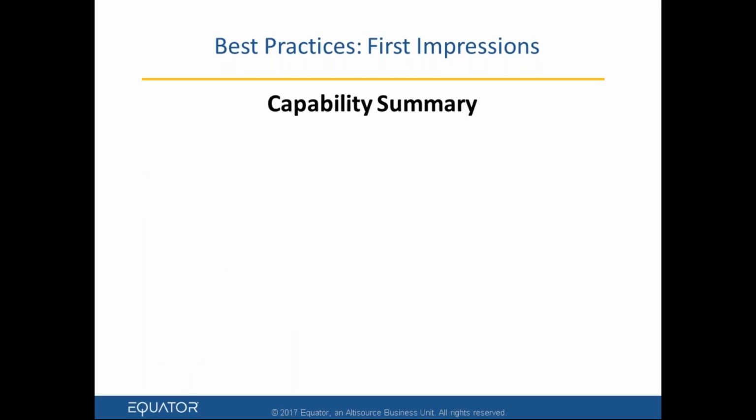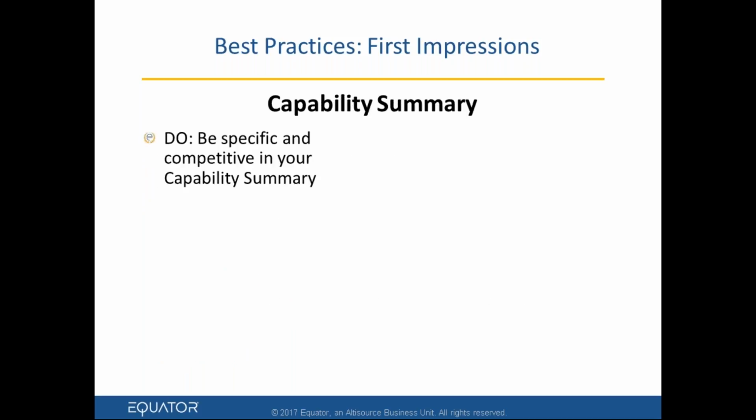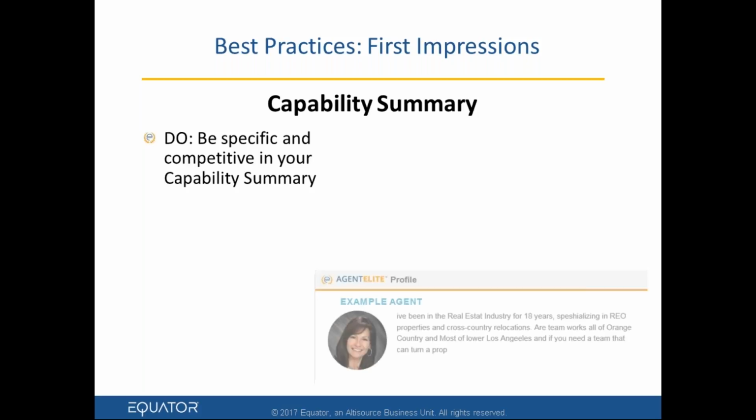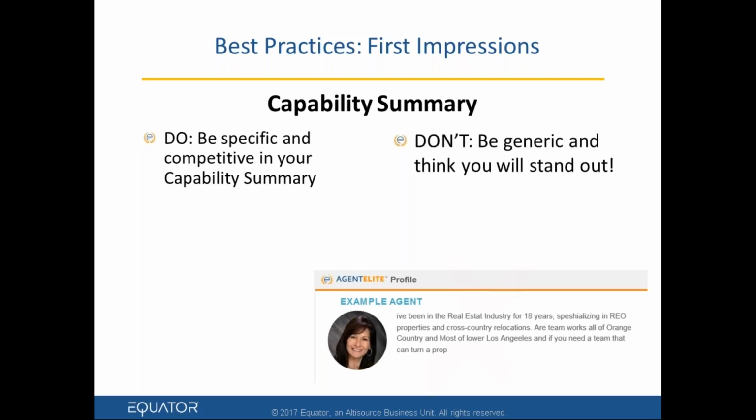All right, let's jump ahead to the capability summary. Not unlike Google, when asset managers search for agents, they see your picture and they see your search listing. And right next to your picture is your capability summary, and that is the overall summary of your capabilities and experience. Be specific and competitive in your summary.